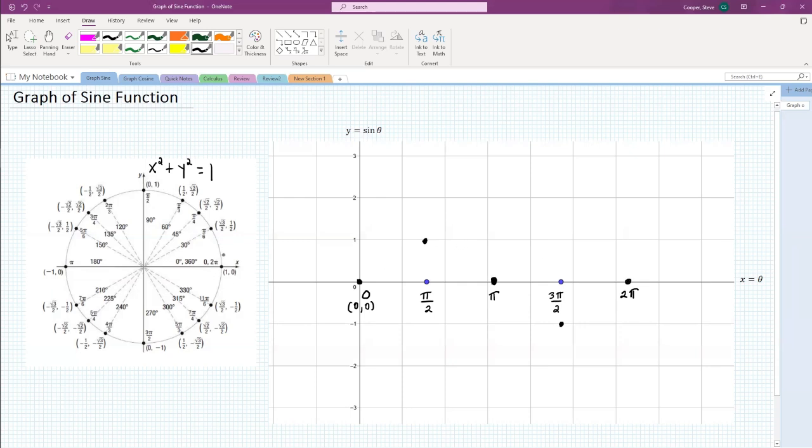If I go up to 2 pi plus another pi over 2, okay, so that would be 5 pi over 2, I'm going to get the same result that I got for pi over 2. Okay, so we really only need to graph one cycle or one period, 0 through 2 pi. Let's go ahead and connect this together, and we see essentially what one period looks like. It's a smooth result.